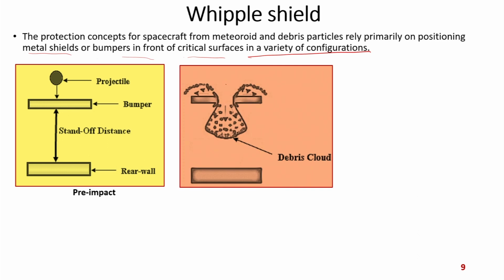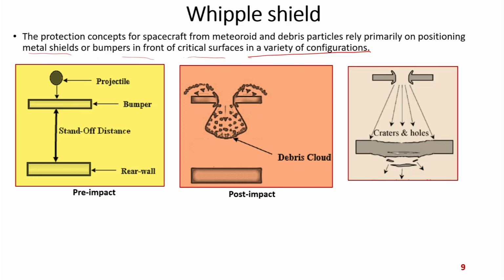So, when it is impacting, it is becoming a number of segments, something like a debris cloud. You see, in this configuration, the rear wall is not impacted by that; whatever has happened is around the front one. So, this is the post impact. This is one case.